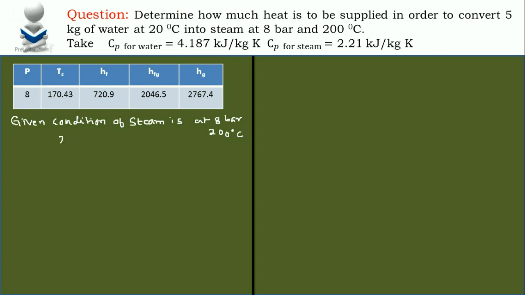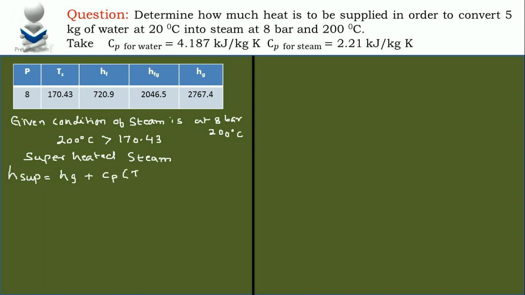When we compare the temperature of the steam, that is 200 degrees centigrade, with the saturation temperature, that is 170.43, we find that the condition of the steam is superheated steam. So we know how to calculate the enthalpy for the superheated steam. That is H super is equal to enthalpy of dry saturated steam plus specific heat at constant pressure for the steam multiplied by temperature of the superheated steam minus the saturation temperature.